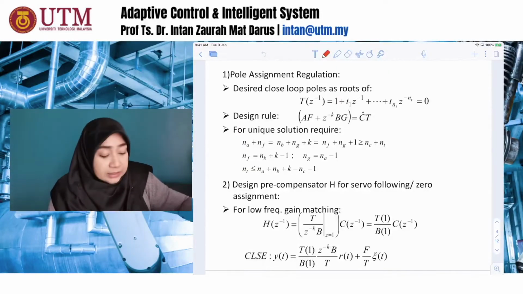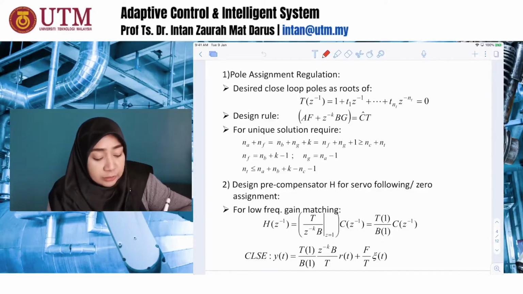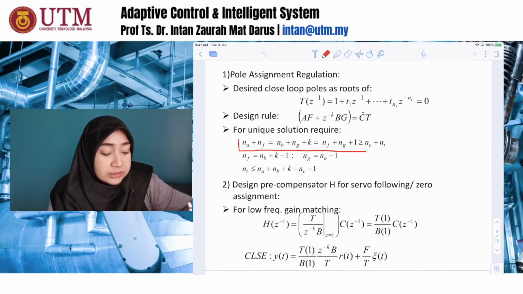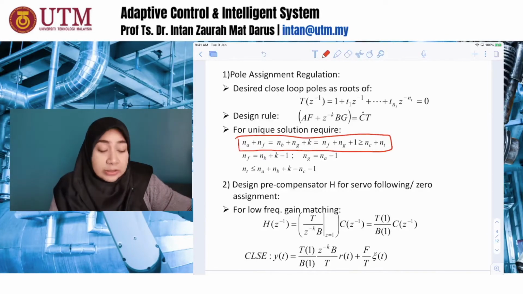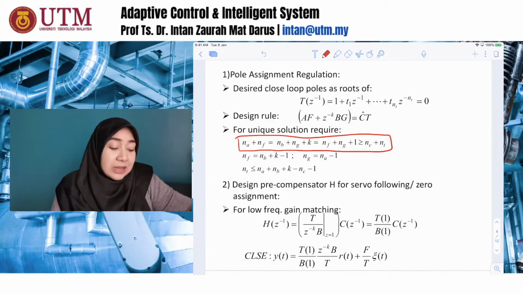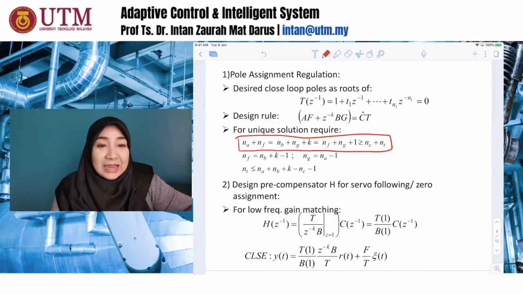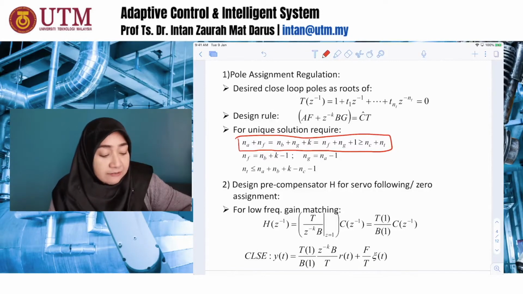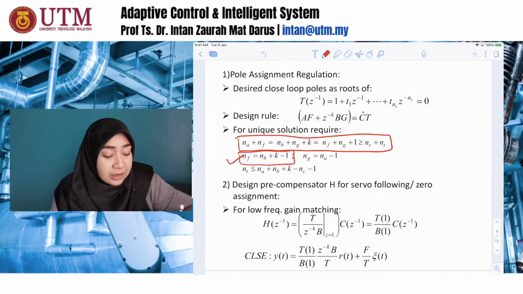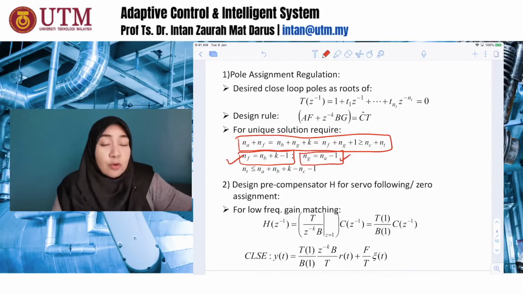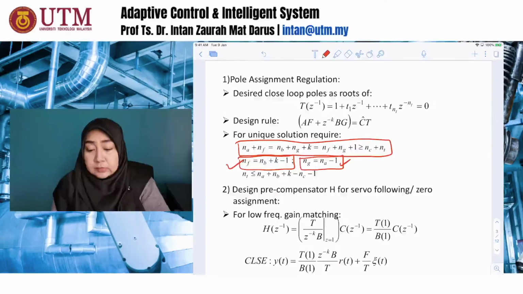So again, for a unique solution, you need to follow this regulation, where your model order NA plus NF must be equivalent to NB plus NG plus K, and it must be equivalent to NF plus NG plus 1. It must be more than your NC plus NT. With that, I further derive that this is the first rule that you have to follow for your model order F, and this is the second one for your model order for G, for parameter polynomial G.